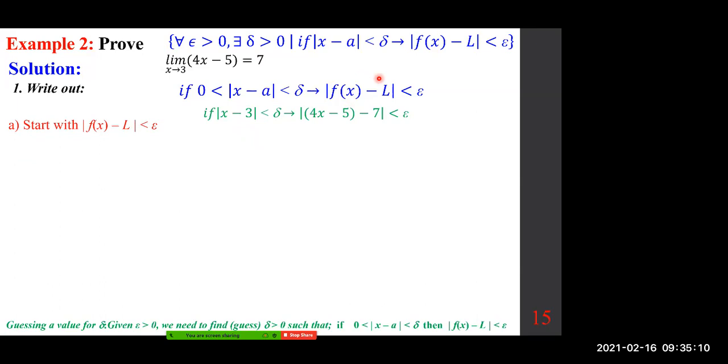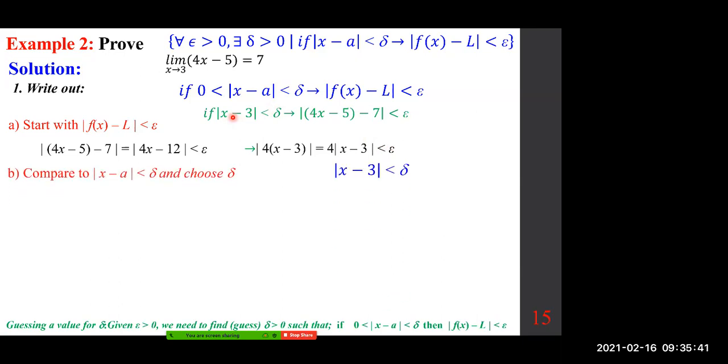So write this part. Absolute value of 4x minus 5 minus 7 less than epsilon. And if you combine these two, you get minus 12. And I can take out the 4. Okay. And now I'm going to compare the first part to this part. I am comparing, and I notice that this part is identical. What does it mean? If I divide this one by 4, I get to this left side. So that gives me a choice, because the idea is to find a relationship between epsilon and delta. So I divide by 4, and when I divide by 4, the left sides become identical.